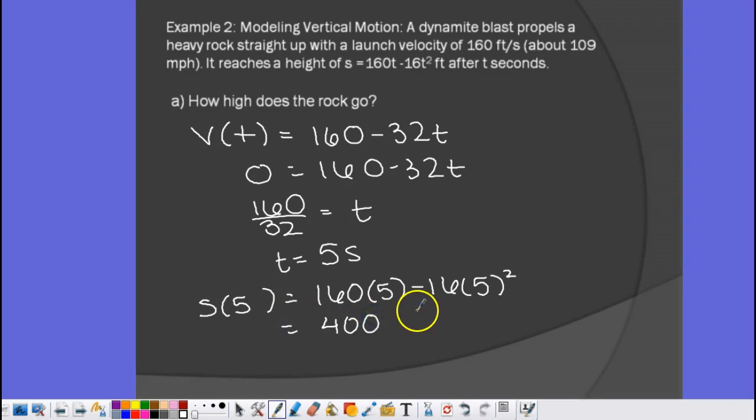400 what? Meters. Feet. Jason, I forgot the units, okay? Jason, you don't walk with meters. You walk with feet.